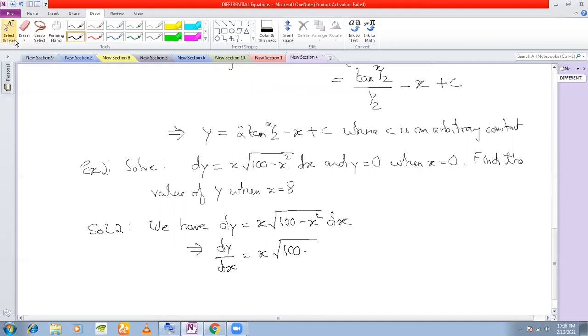Or in fact, you can write it this way, 100 minus x square. So what is this form now? This form is what? Looks like dy/dx is equal to f(x), right? Purely a function of x, isn't it?